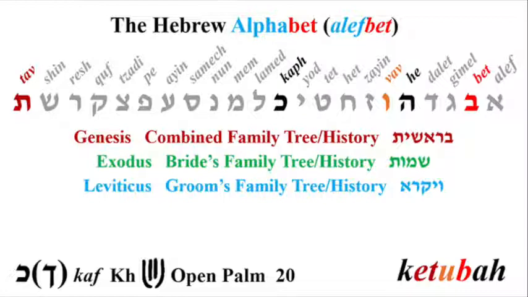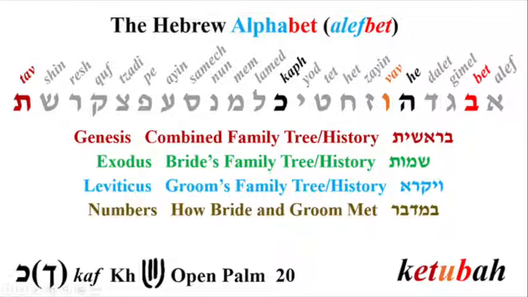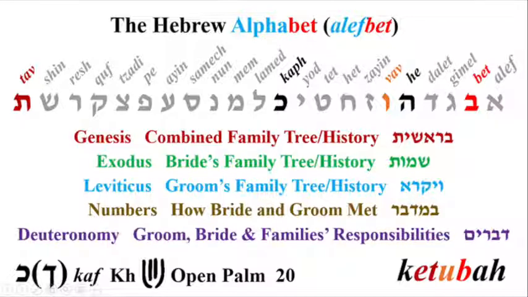In Bamidbar, Numbers, we learn how the bride and groom met. The groom had saved the Jews out of Egypt, and now they're wandering in the wilderness for 40 years, and they get to know each other. Okay? And then in Deuteronomy, Devarim, you have the groom and bride's responsibilities.